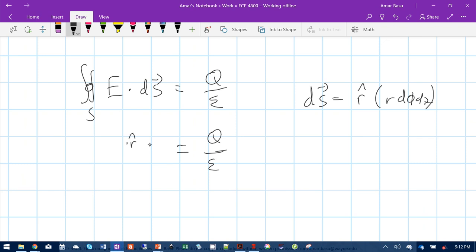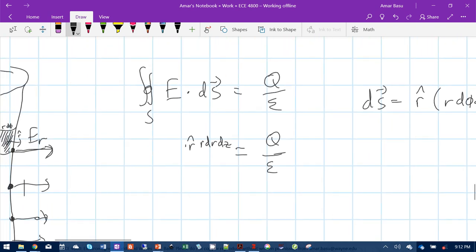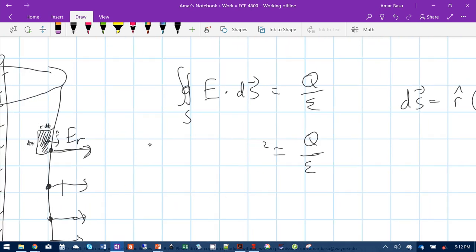R hat r dr dz. Oh, that very neatly. R hat times r dr dz. Okay, now we have to dot it with the electric field. And one thing we know about the electric field is that it only has an r hat component. So we can just call that r hat Er.